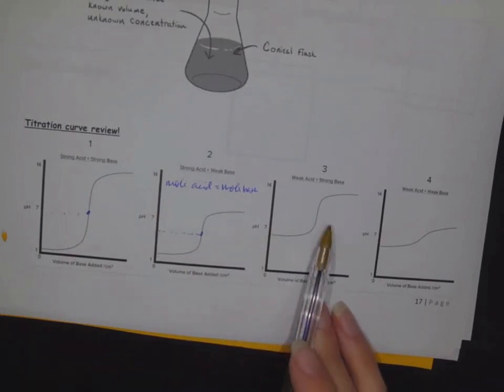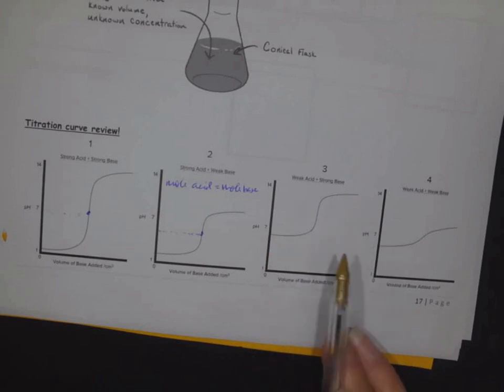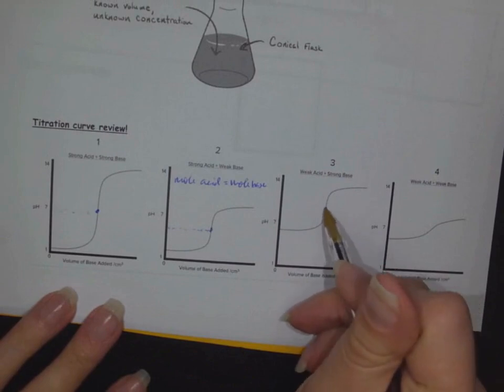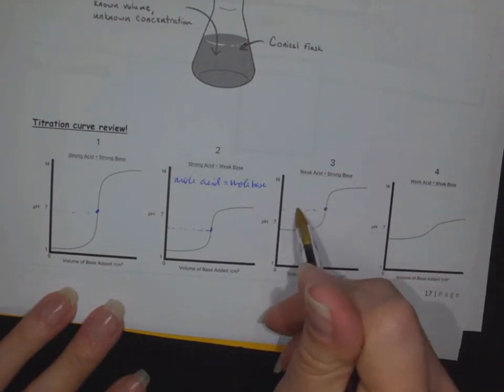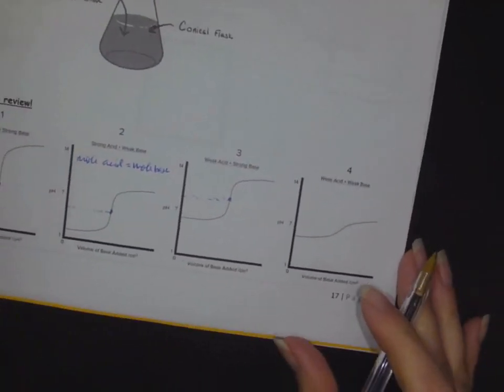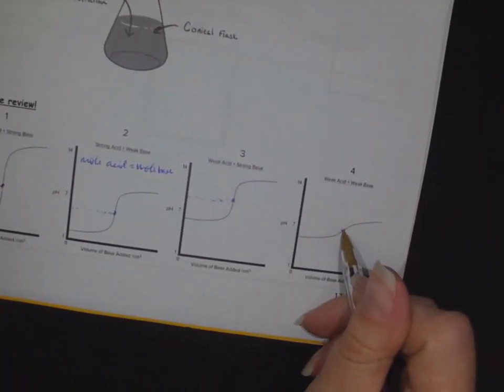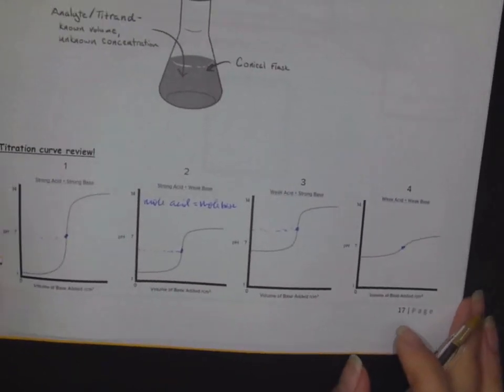Here is a weak acid being titrated with a strong base. And again, if we look at this equivalence point, it is above 7. And then we have a weak acid being titrated with a weak base. That's when our equivalence point returns to 7, but you can tell that it's harder to see that equivalence point.